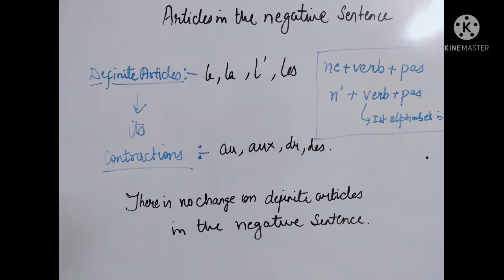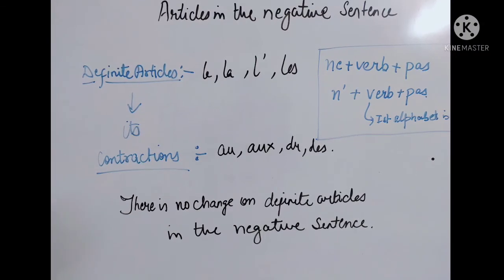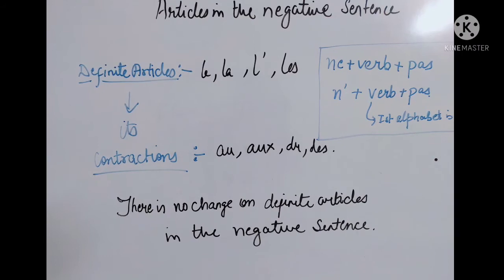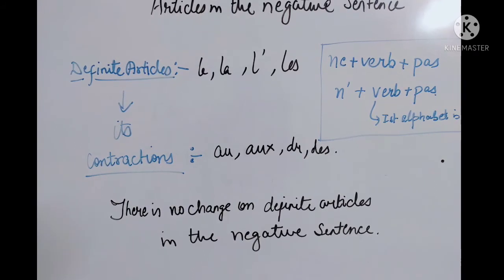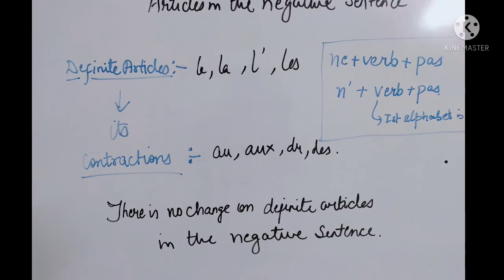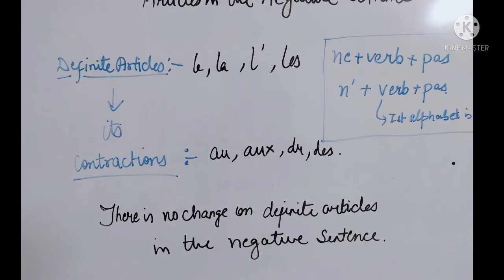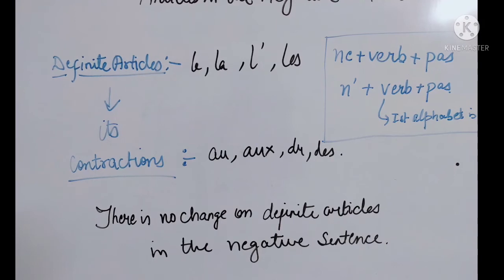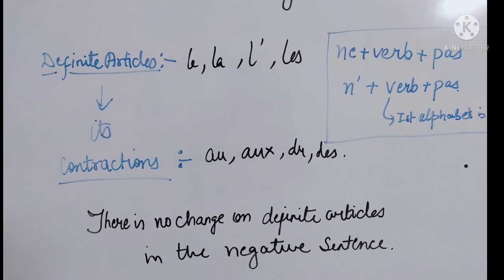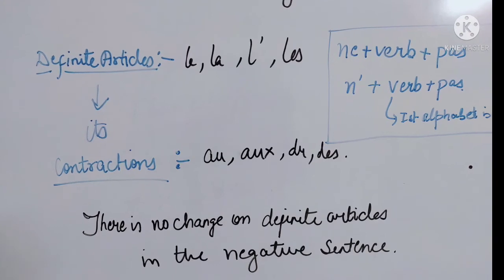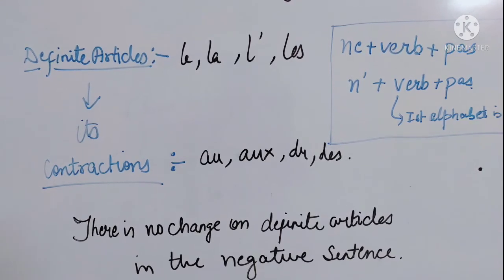Now let's see what happens to the articles in a negative sentence. First have a look at the definite articles. Definite articles are le, la, l apostrophe and les, and its contractions au, aux, du, des. Whenever we change any affirmative statement to negation, when we have definite articles in it, there is no change on definite articles in the negative sentence. Its contraction remains the same. Let's have a look at the examples, and then it will be easier for you to understand it in a better way.